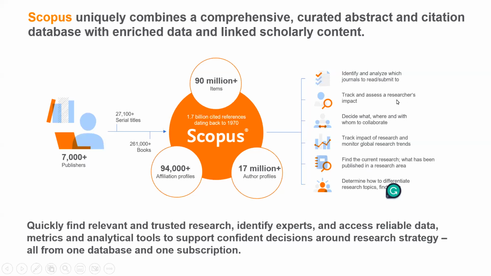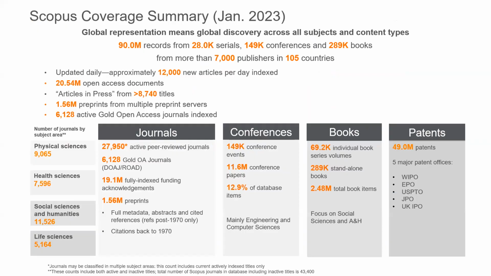So Scopus covers quite a number of use cases. You can use Scopus to find journals. You can use Scopus to track and assess a researcher's impact through their citations. You can find people to collaborate with, other researchers working in the same topic. You can track impact. You can find the most current research. And you can also determine how to differentiate research topics. Today, we're going to focus specifically on the researcher, the author profile. So it's a very specific use case that we're focusing on today.